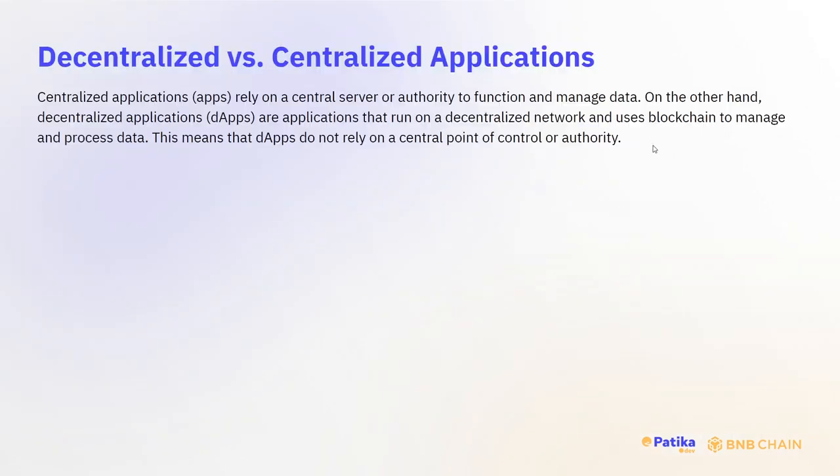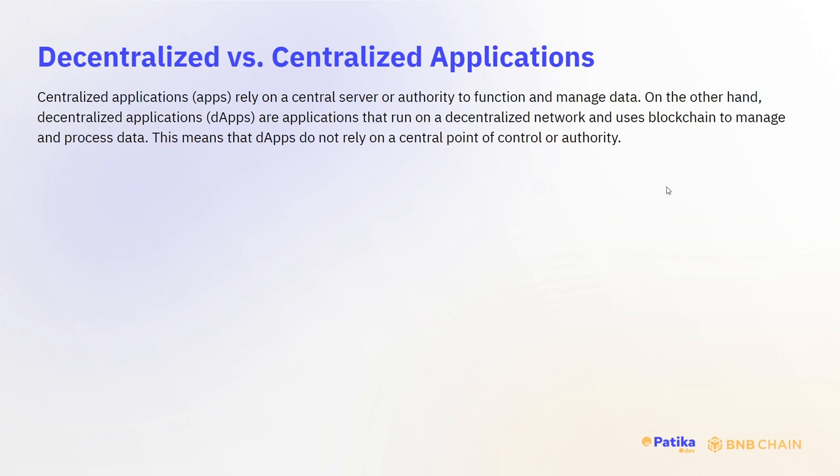Centralized applications rely on a central server or authority to function and manage data. On the other hand, decentralized applications are applications that run on a decentralized network and use blockchain technology to manage and process data. This means that dApps do not rely on a central point of control or authority.